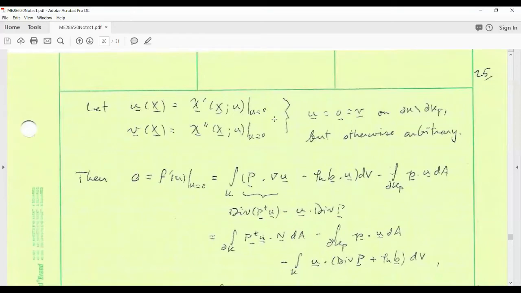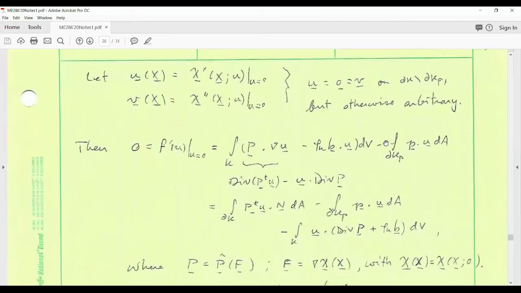Virtual means simply that this need not have anything to do with an actual motion in time of the body. It's simply some geometrically possible configuration, chi of x and u, of the body, and then we're simply taking u derivatives of that one parameter family of configurations. And we have from what we've just done that the virtual velocity and virtual acceleration vanish on the part of the boundary complementary to the traction portion of the boundary. But otherwise, these are arbitrary functions of capital X.